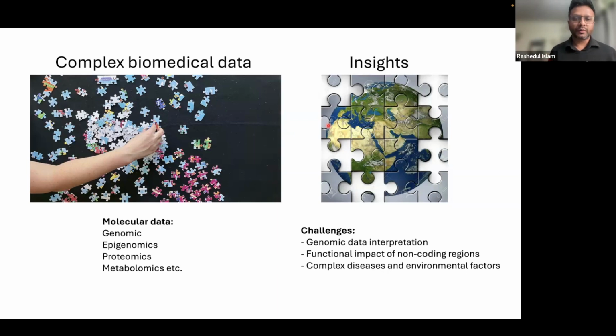Also, most of our genome is non-coding, and the regulatory part in the non-coding area is also challenging to study, and to link their function to the coding genes is a difficult task. Also, complex diseases like cancers, type 2 diabetes, cardiovascular diseases, all those diseases are influenced by many different factors. Here I'm showing environmental factors, which are known or unknown. So there are also challenges to study those diseases.